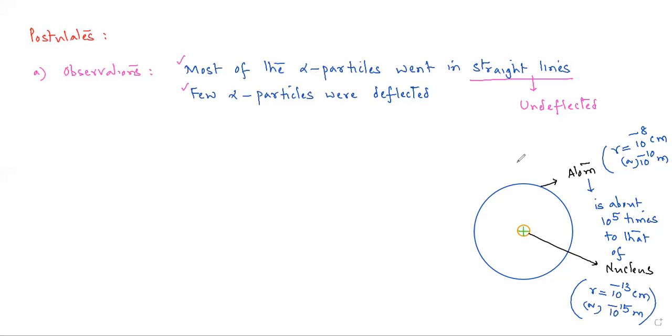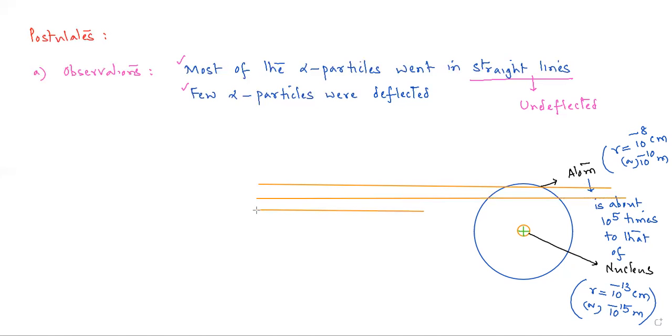So nucleus is located at the center of the atom within a small portion. That is the reason why most of the alpha particles went through in straight line this way, because there is no problem in going in straight line like this. Most of them went in straight line.